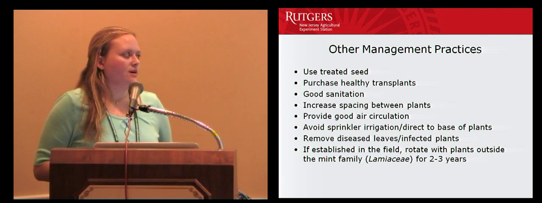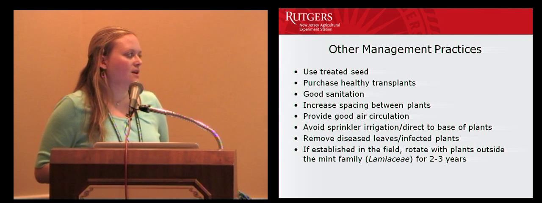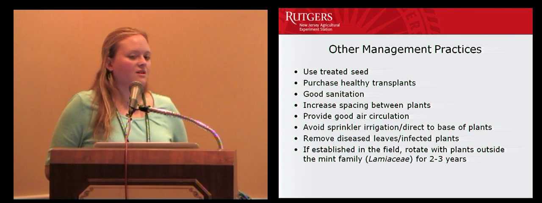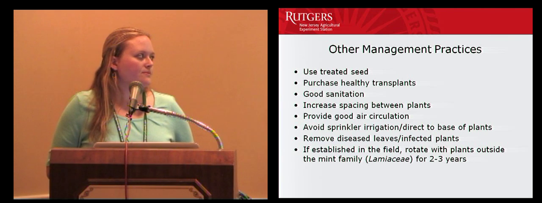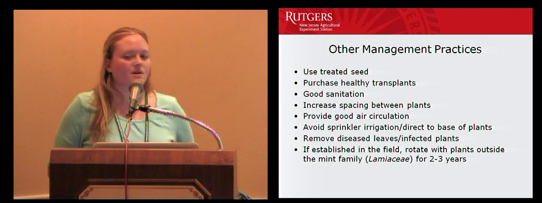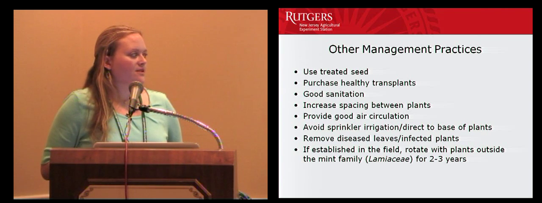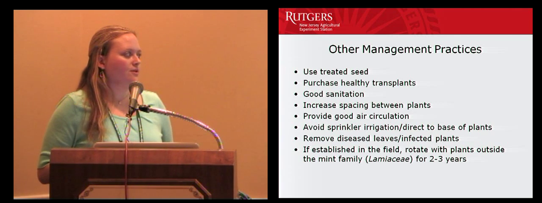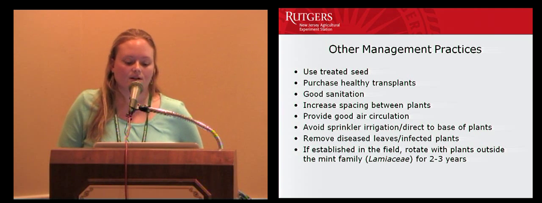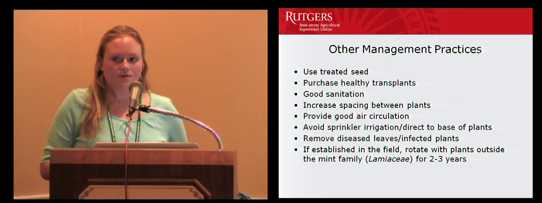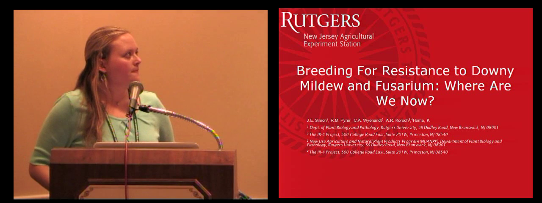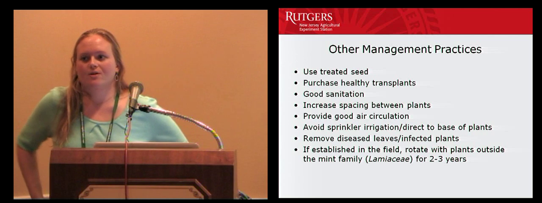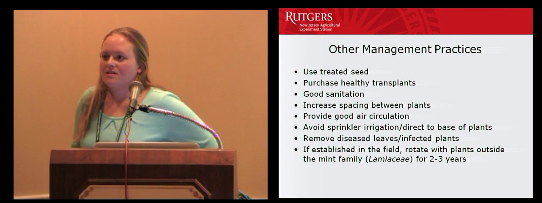And also an important fact here. I know a lot of growers probably don't have enough space to do this, but rotation might be a good idea, to rotate with plants that are outside of the mint family, such as the rosemaries and thymes and mints, for 2 to 3 years, and alternating that might also help with disease control. So that's my presentation, and if you have any questions for me or Rob, you can take them.